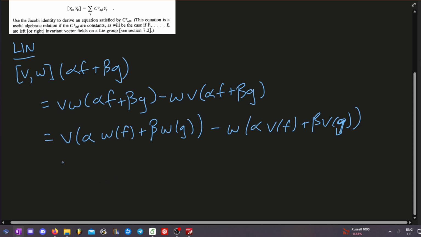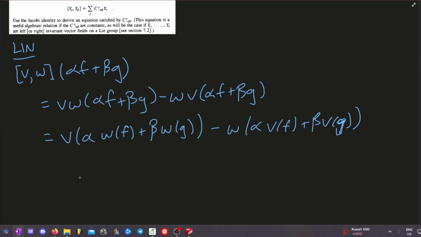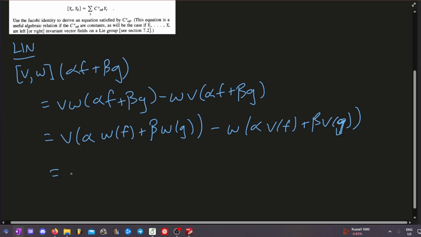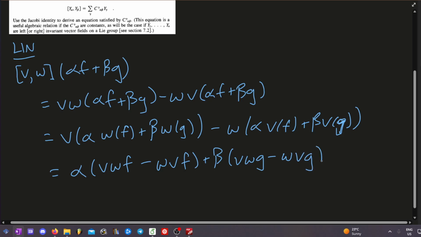So now at this point, we're free to collect the alpha terms, so we can go like this, because alpha can just be pulled all the way out of those terms. So let's say alpha, this first one is going to be v acting on w acting on f, and then we're going to have minus w acting on v acting on f, and then we can grab the beta terms as well. So we're going to have v acting on w acting on g minus w acting on v acting on g.